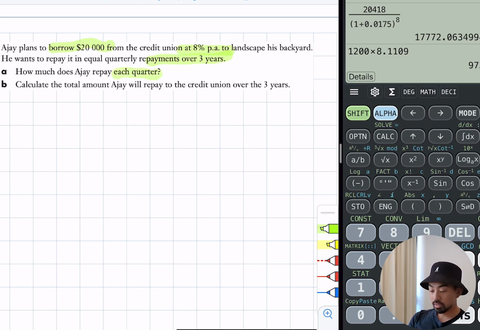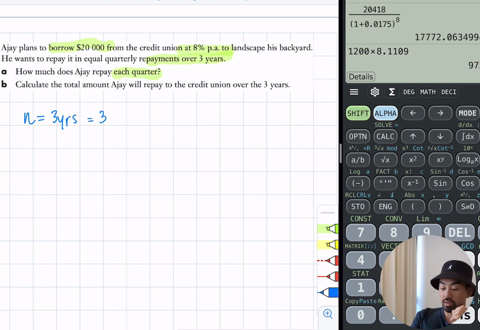All right, now let's first of all just change these rates and periods so that they're the same. So we'll start with our N. Our N is 3 years, but we're doing quarterly repayments. So we need to go 3 times 4, so it's going to be 12 quarters that we're working with. Our rate is 8% per annum, but because we're doing quarters, we need to divide that by 4. So that's 2% per quarter.